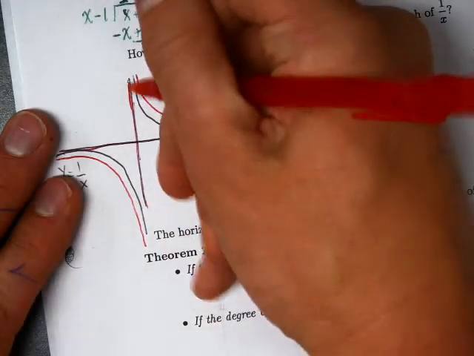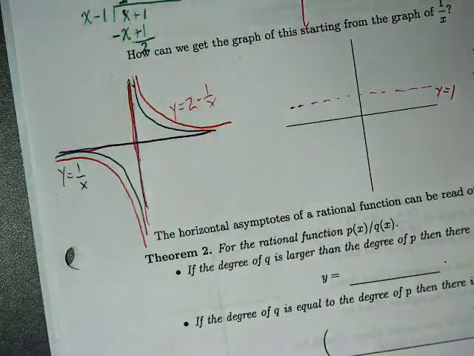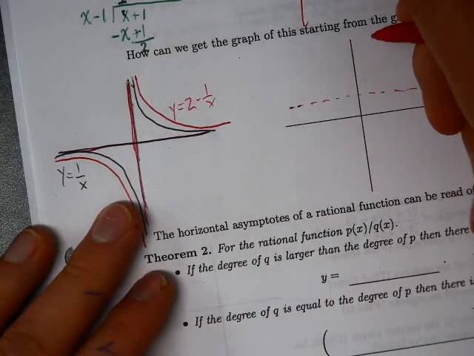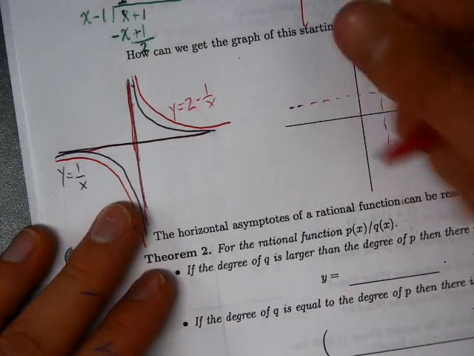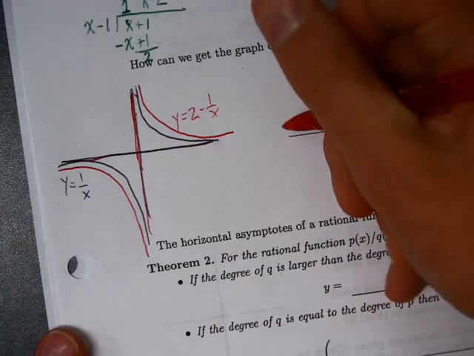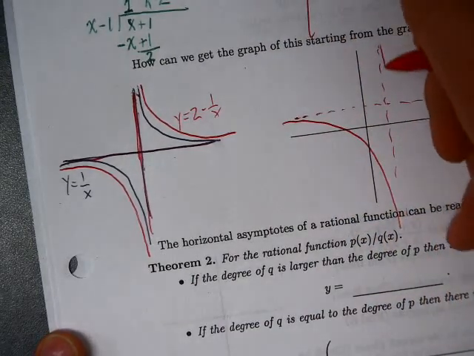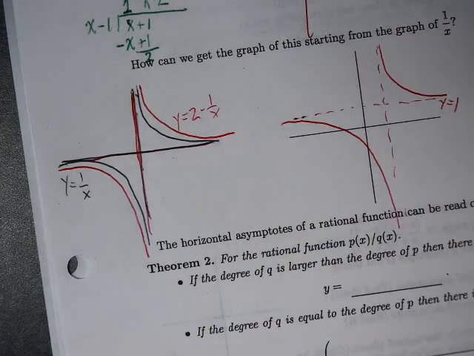I see a vertical asymptote right now at x equals 0. When I shift it to the right by 1, where will the vertical asymptote be? x equals 1. So that means my graph should look just like this red graph, but shifted up 1 and right 1. So something like that. That seem okay?